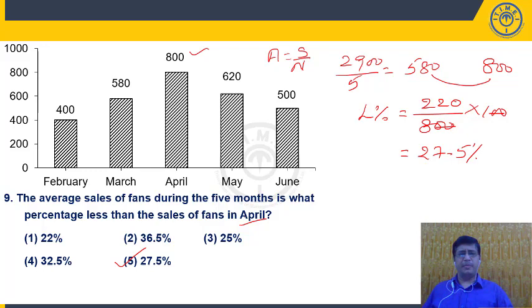Or else 200 by 8, it is 25%, and remaining is 20. 20 by 8 is equal to 2.5. Now simplify. 25 plus 2.5 is equal to 27.5. Right choice option 5.